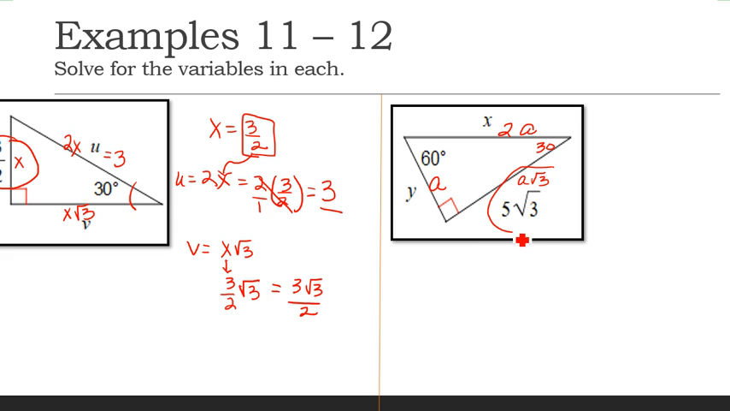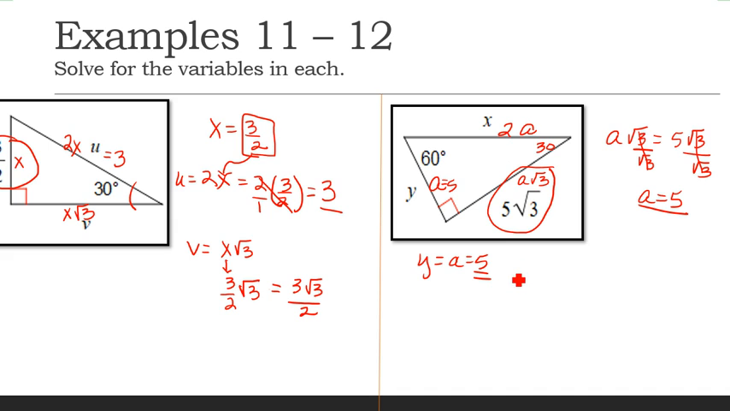Now, the side that's given to me is this one right here. So a root 3 equals 5 root 3. I am going to divide by the square root of 3 because I want to solve for a. I always want to get the a or the x by itself. So a is equal to 5. All right, if a is 5, wait a minute, I know y is a. If y is a, that answer is just 5, and I'm done with that one.